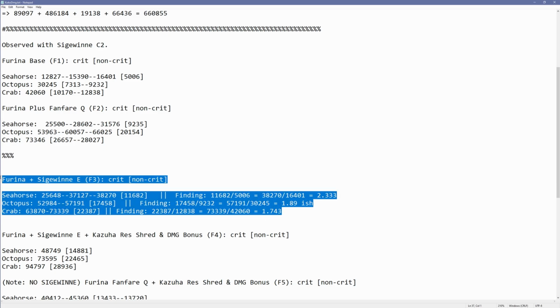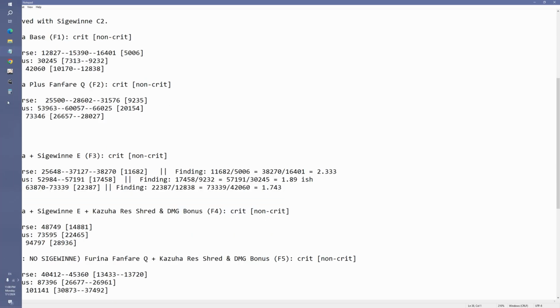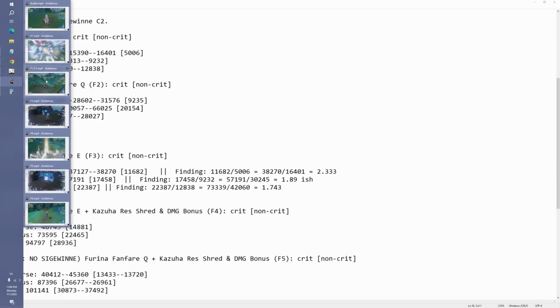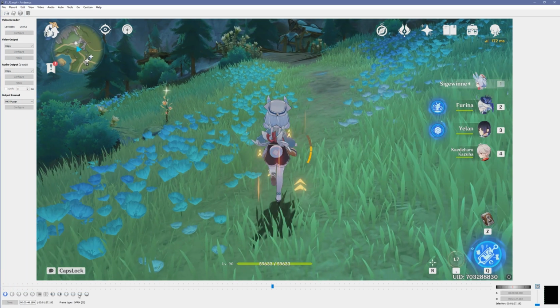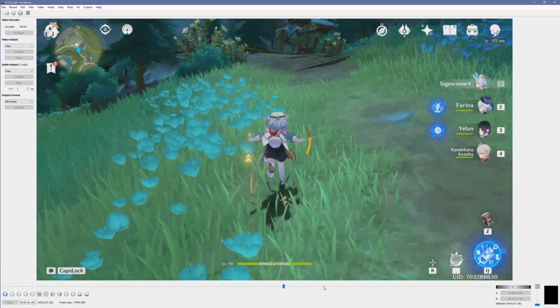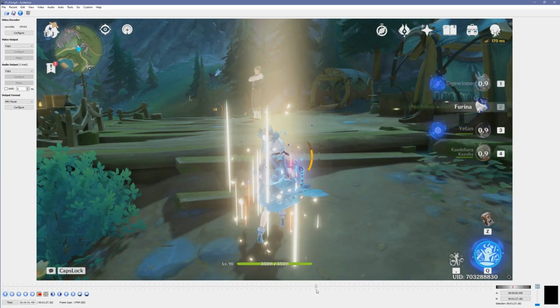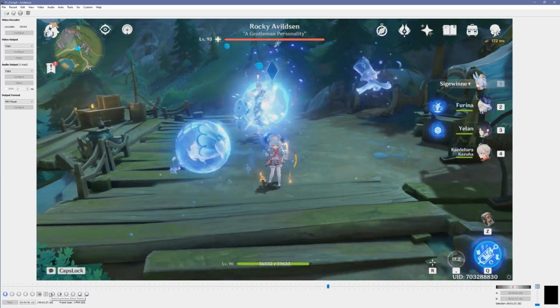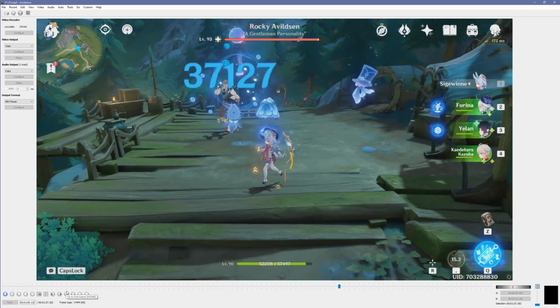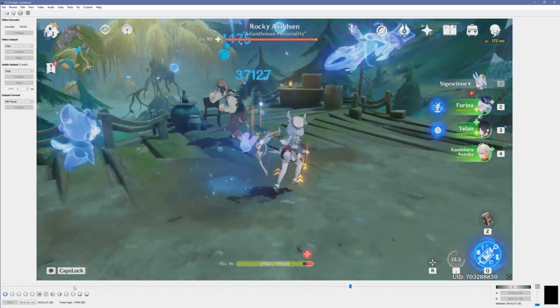So this is now going to be F3 that we're going to be looking at. So let's just play the video from where we were and quickly go a bit forward. So this is now Farina plus Sigewinne. There we go. And let's just see what happens. Farina spits, and there's a little citron bubble. And there you can see the numbers are immediately quite a bit higher.